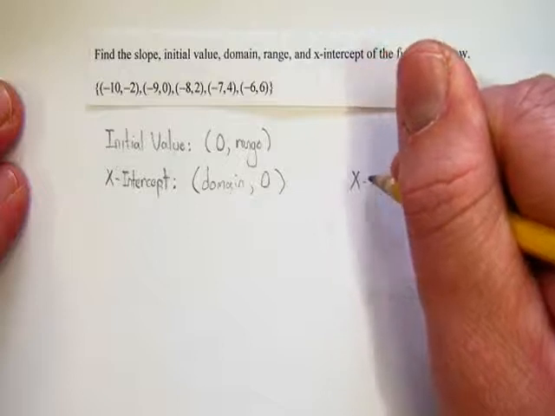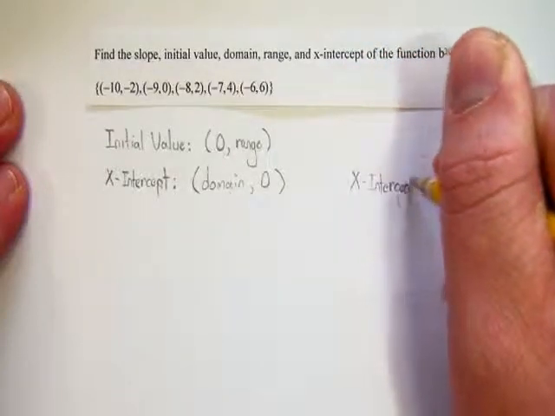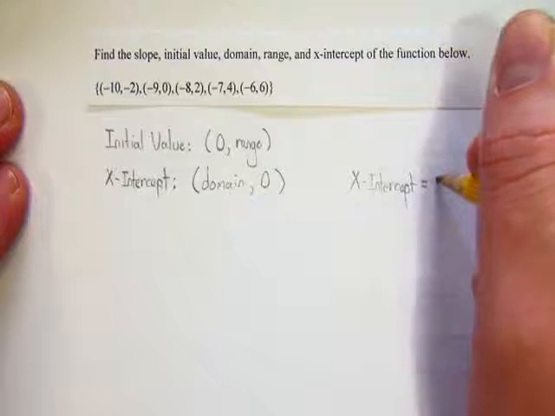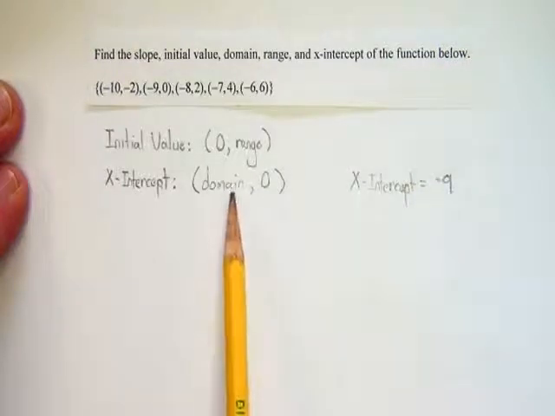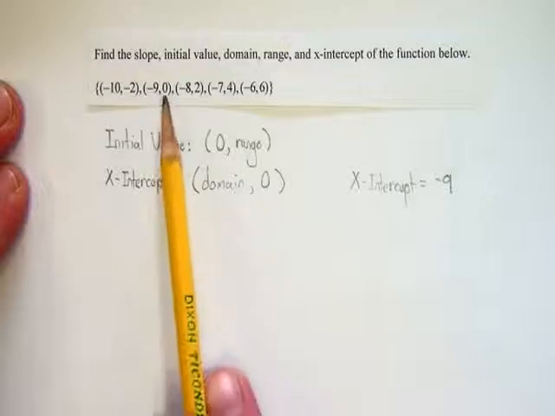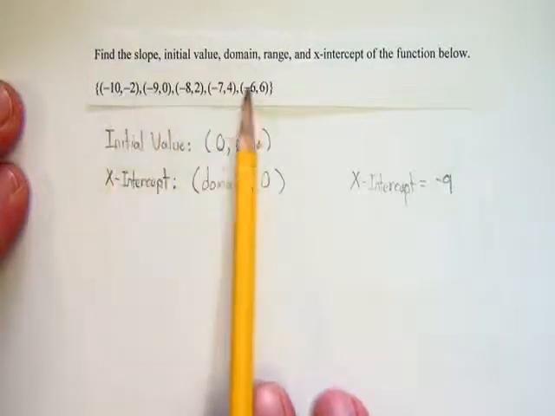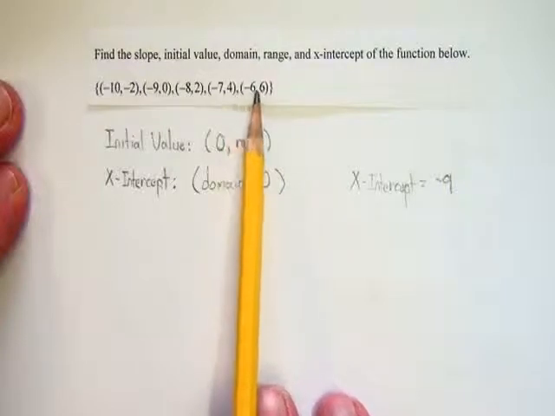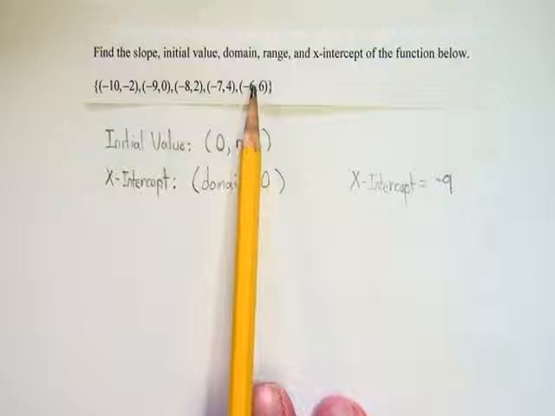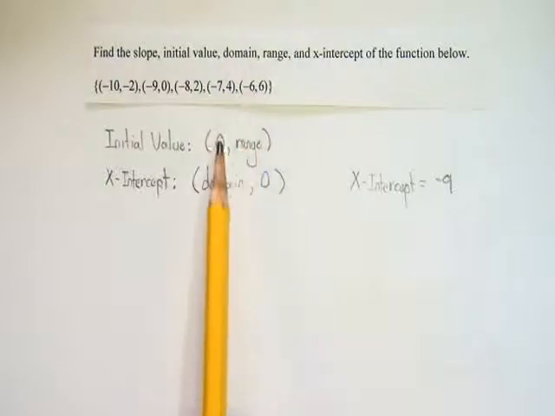So I'll write that over here, that our x-intercept will be equal to -9. Because again, the x-intercept is the number that is associated with a range value of 0. Now we want to look for a 0 in the domain, and we don't have one. So what we want to do is find the slope of this, and use the slope to find what that y value is going to be when x does in fact equal 0.